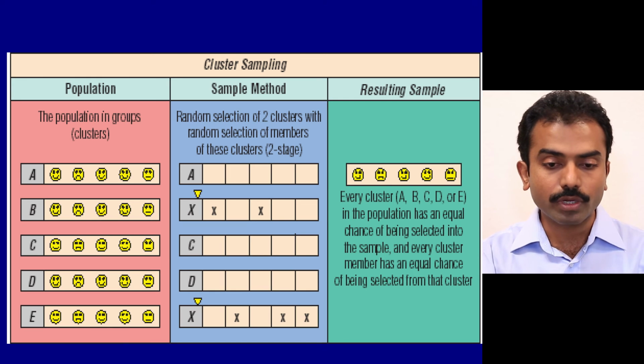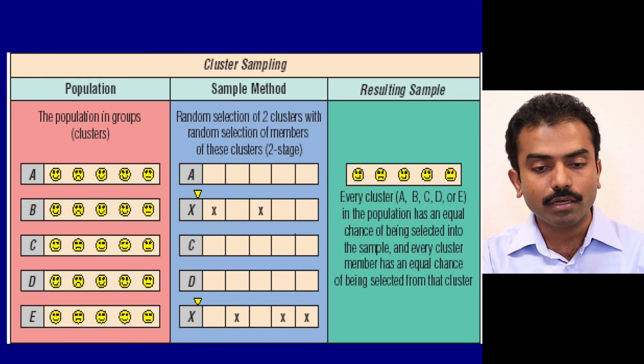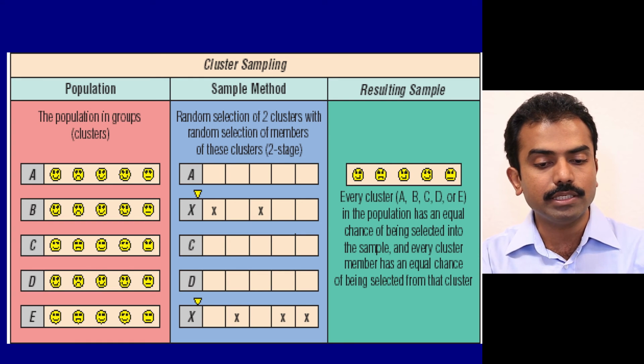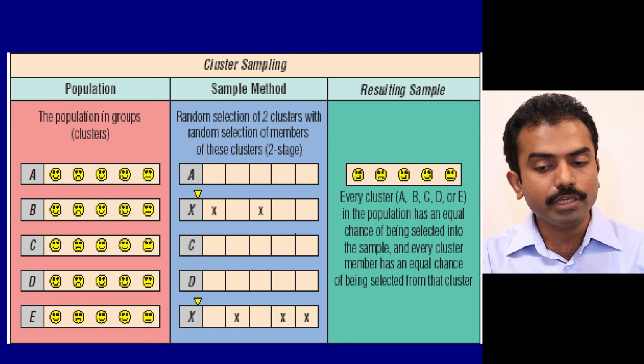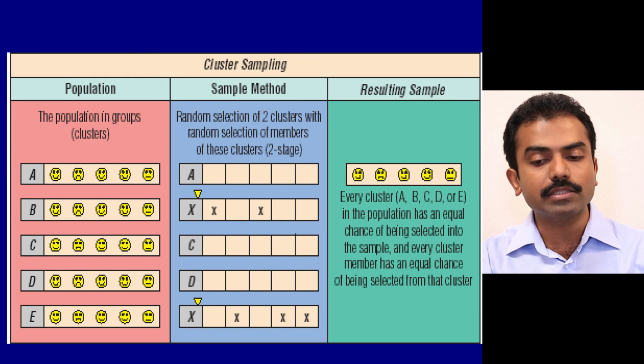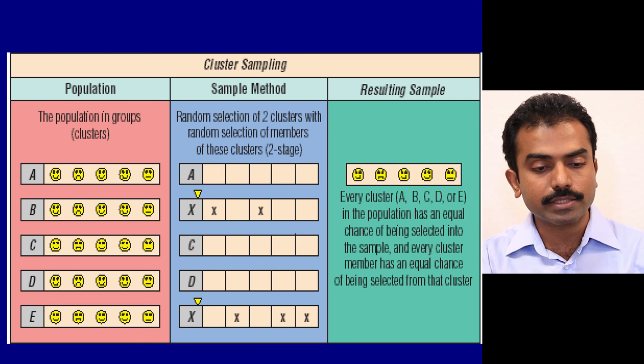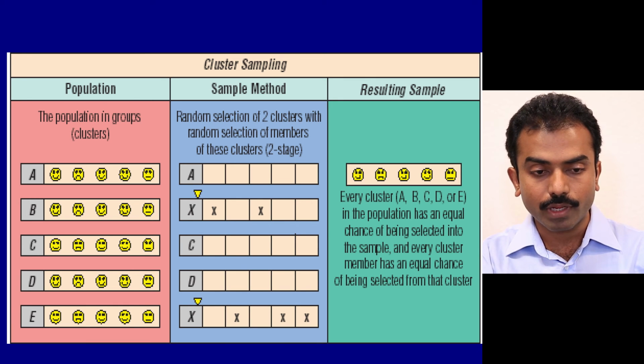So how does it work? If you look at this diagram, the population is already in 5 clusters, let's say A, B, C, D, E, and randomly we select 2 clusters out of 5, and then in each selected cluster we draw a random sample of units, and that's how our resulting sample will come about. The important thing is that we are not going to think about what the problems of cluster sampling are, but I have to caution you that the way we calculate sample size, the way we do analysis is going to be very, very different in cluster sampling as compared to simple random sampling, and that is something you have to keep in mind. Now, this is in brief the sampling methods that we have.